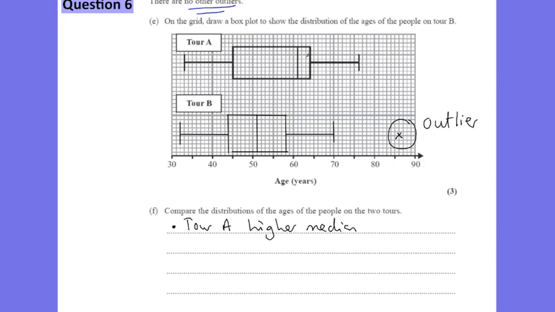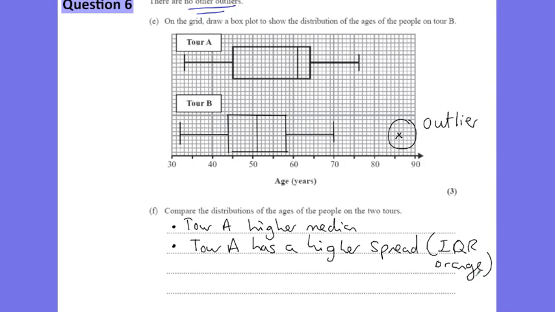The average age is higher on tour A than it is on tour B. Then looking at the spread, we can see here that the box is smaller than here. Same here, the range. So tour A has a higher spread. Now that word can be replaced by interquartile range or range. So they're the two key things that you need to put down.